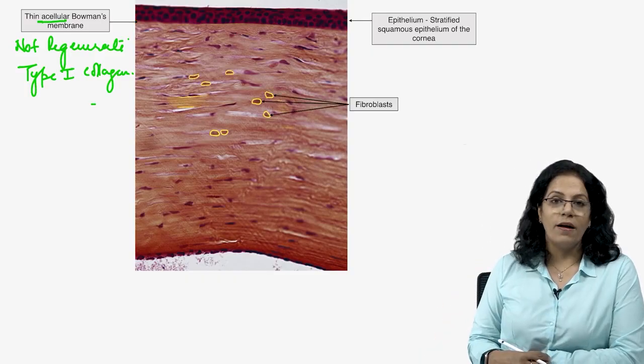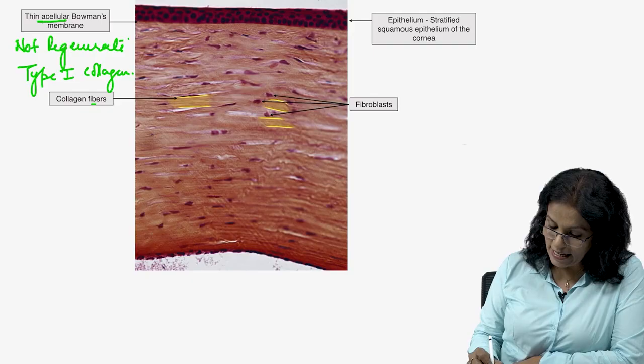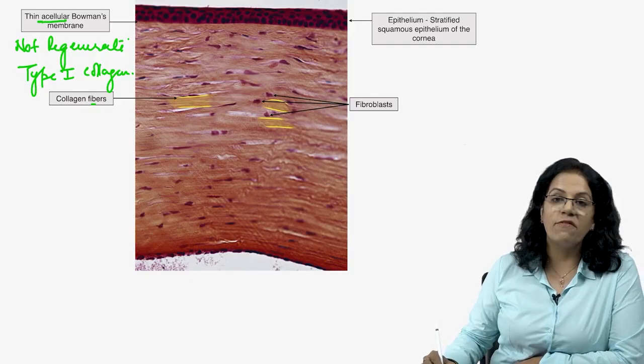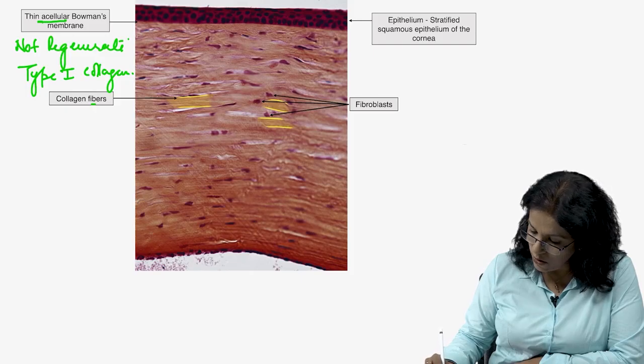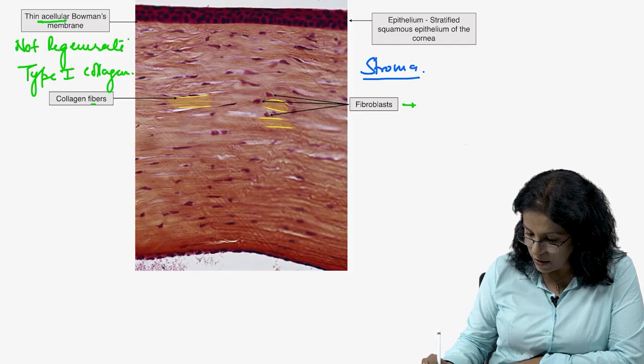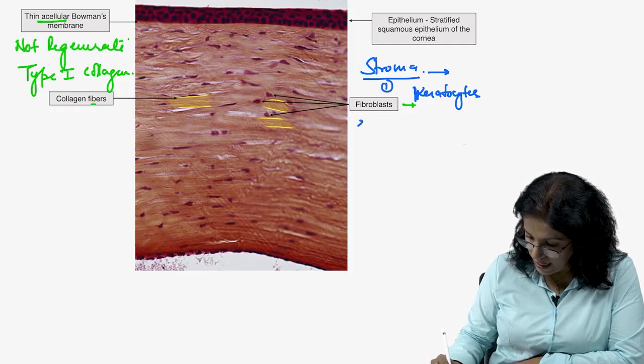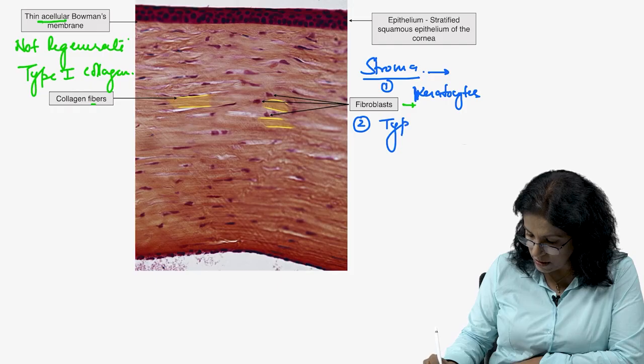Now next is the stroma, and what does stroma contain? Stroma contains collagen fibers and fibroblasts, which are also called keratocytes. What is the main component of stroma? Number 1, keratocytes, these fibroblasts. Number 2, collagen fibers, which one? Type 1 collagen. And of course, the ground substance.